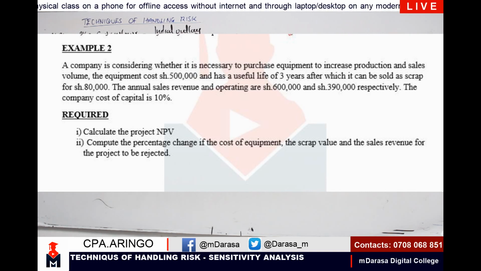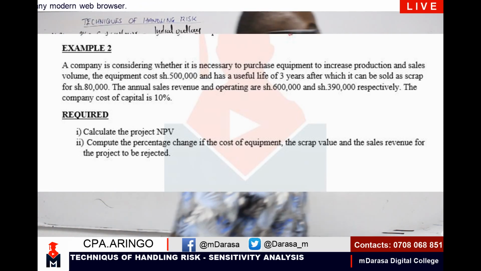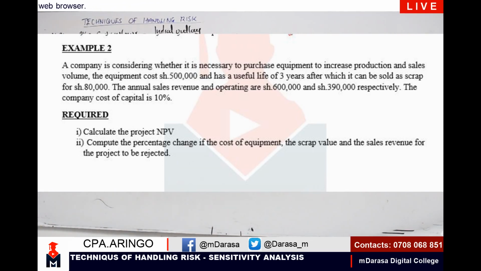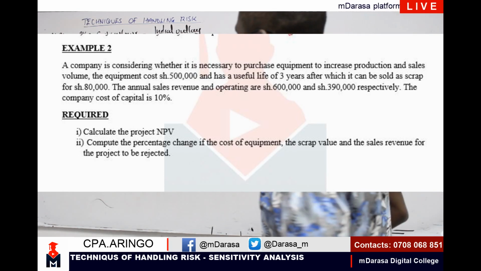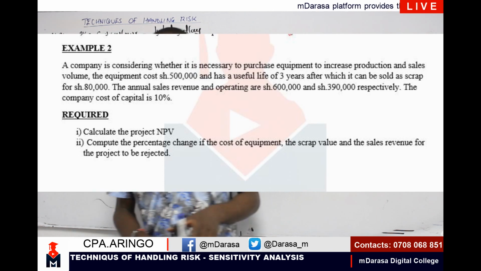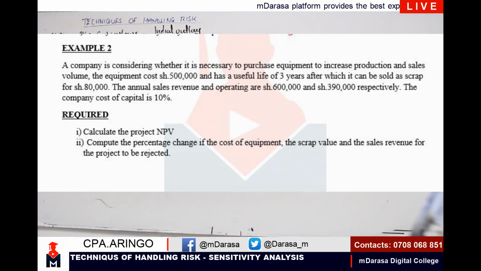So here we are required, number one, to calculate the project net present value. Part two, compute the percentage changes required in the cost of equipment, the scrap value, and the sales revenue for the project to be rejected. So a maximum that we can't go at all, if it is either aspect of increase in cost or if it is aspect of reduction of revenue. The maximum that we can go, because if you go beyond that point, of course, the project will not be viable.